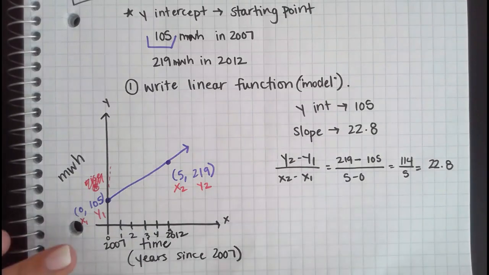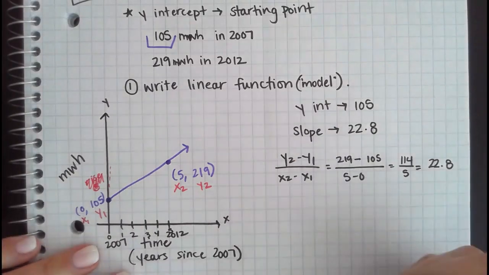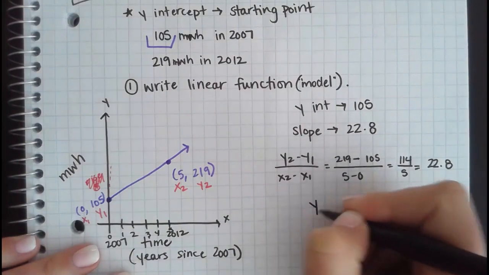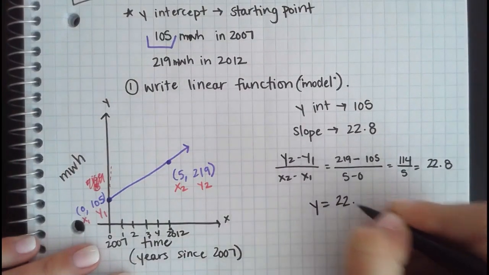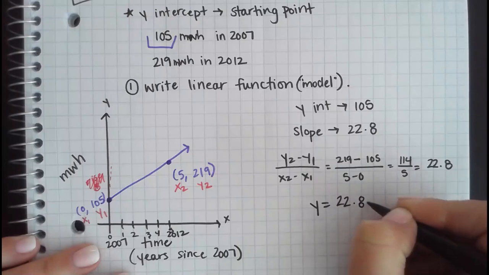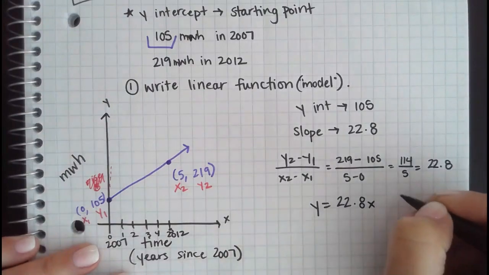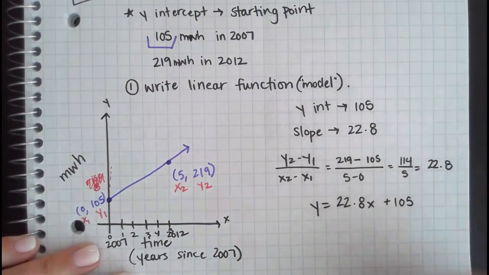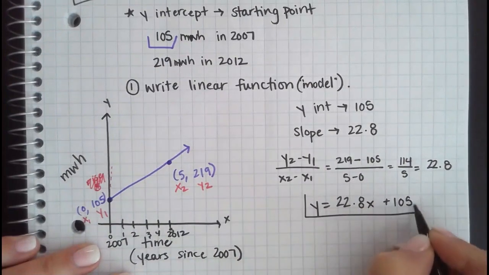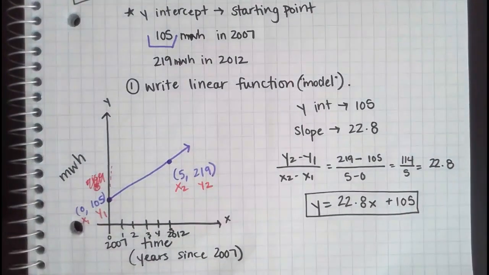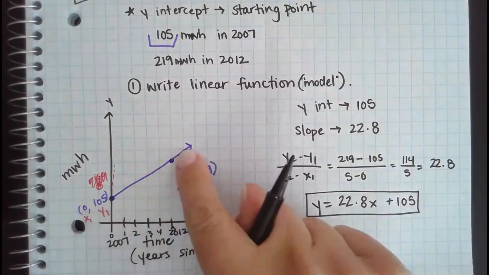All right, so if we're going to write the equation of this line, what is it? Very good. Y equals 22.8x plus 105. This is the linear equation that models what's happening with that data.